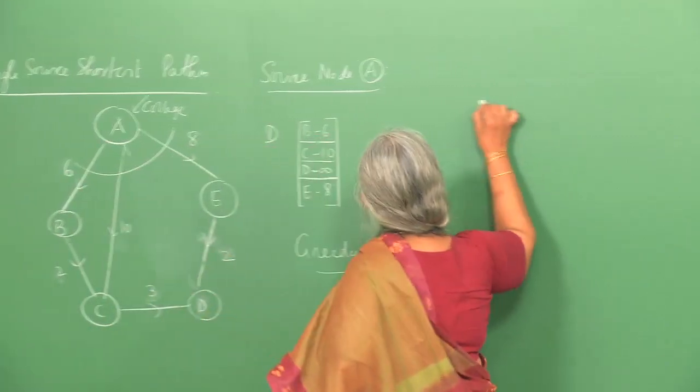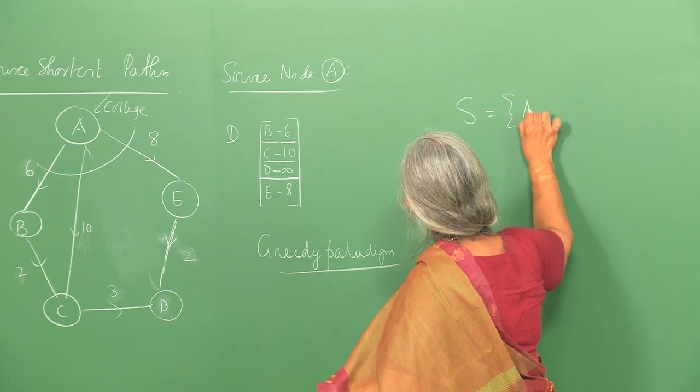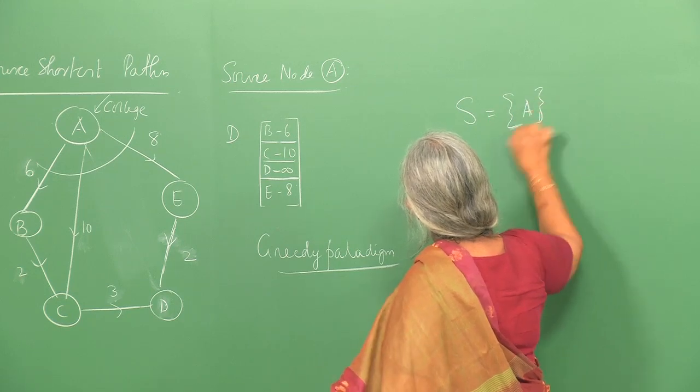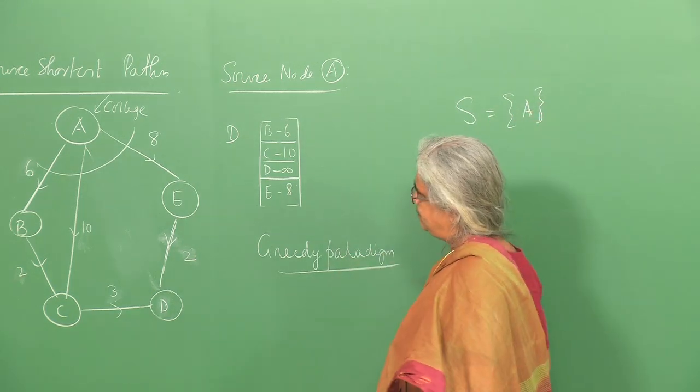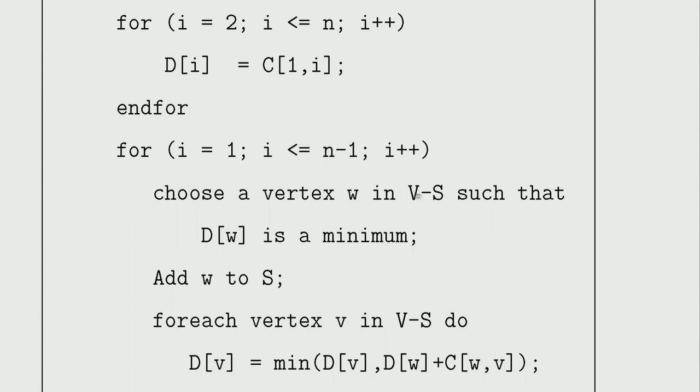So, what we do is, there is something called a source vertex list which consists of the node A in this example. Then I form this array. Once this array has been formed, we choose a vertex W in V minus S such that D of W is a minimum. So, what is the meaning of this now?